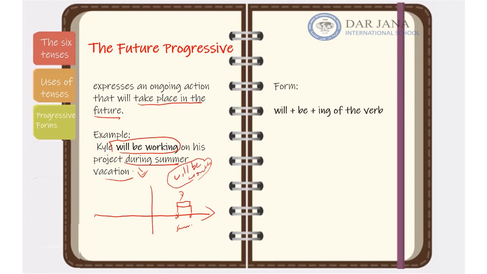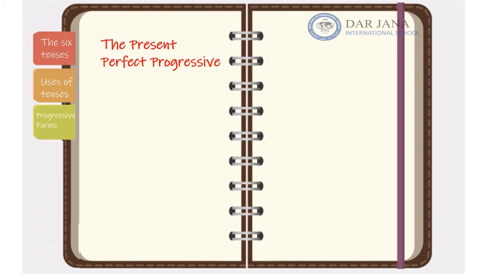So again, the conjugation is will plus be plus ing of the verb. Again, it's very easy to conjugate it. It's will shows the future, be shows the present, and ing plus verb is the present participle. Let's move on to the more complex ones.